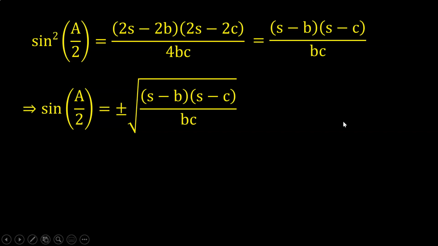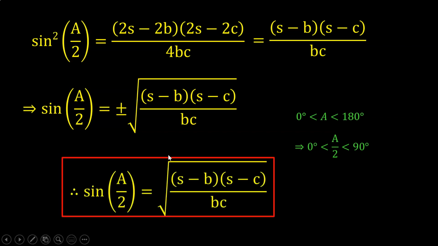We know that in any triangle, each angle will be between 0 and 180. So A by 2 will lie between 0 and 90 degrees, which is a first quadrant angle, and in the first quadrant sine is positive. So therefore we will choose only the positive sign. Therefore sin A by 2 is equal to root over s minus b into s minus c upon bc.